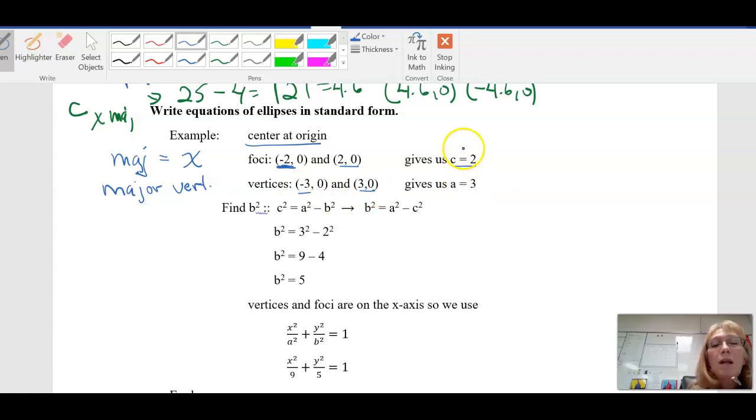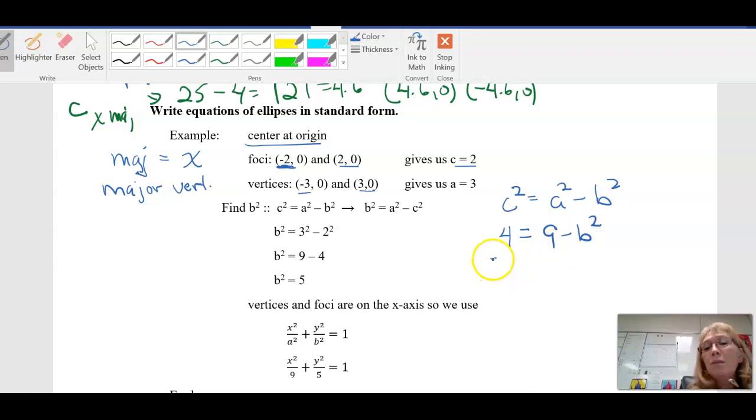So now we know c and a. We know that c squared is equal to the major axis, this time a squared minus b squared. Well, this time c squared is going to be 4. This is equal to a squared, which is going to be 9, minus b squared. We're going to solve this, so we're going to subtract 9, giving us negative 5 equals negative b squared, divided by the negative 1, square root, and we get the square root of 5 is b.